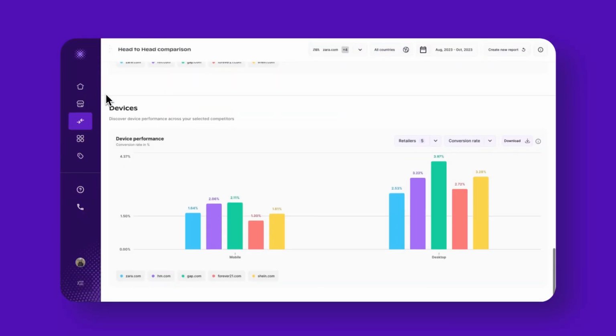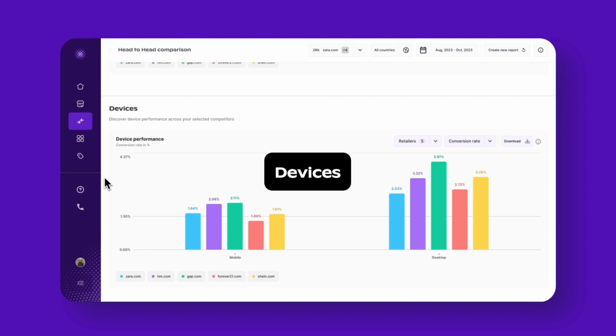Finally, we have the devices section that enables you to identify how devices are influencing sales. With this information, you will be able to understand how to best optimize your overall marketing strategy accordingly. Oh, and a quick note, Grips includes mobile web and not mobile apps here. Interestingly, here we can see in our example that Gap is generating more revenue from desktop devices, where Shein is far more mobile dominant.